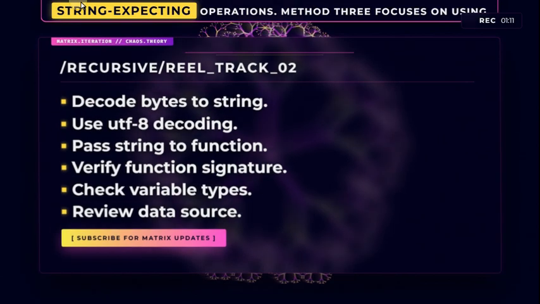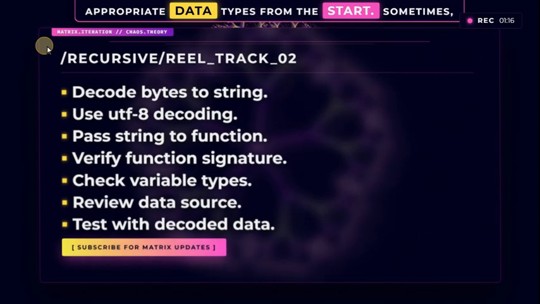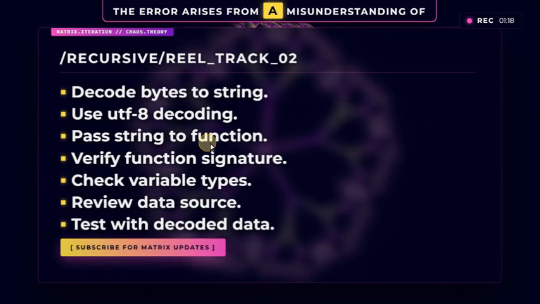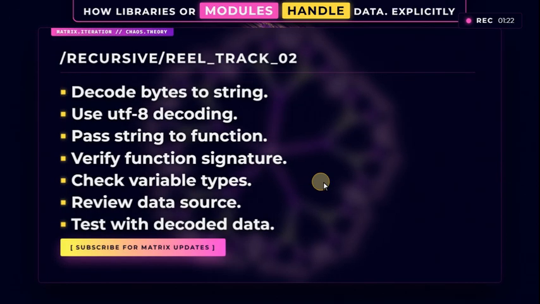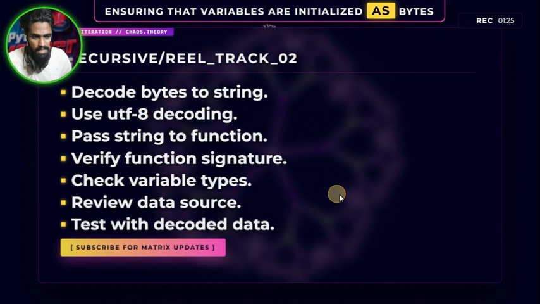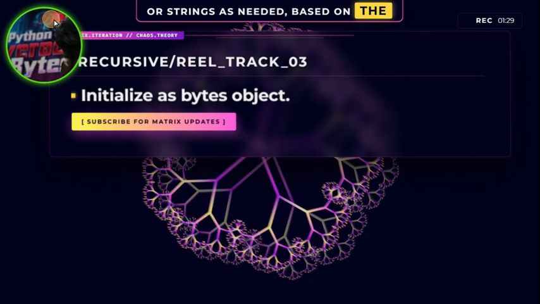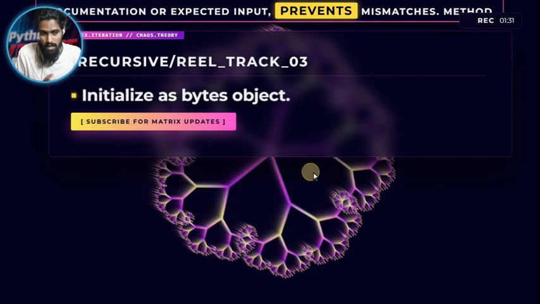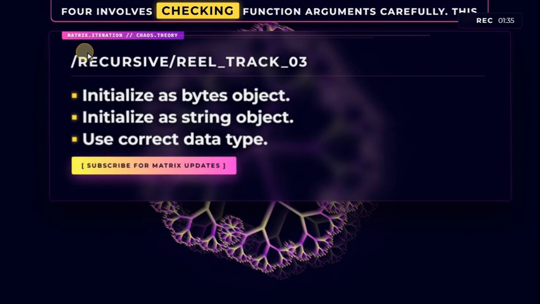Method 3 focuses on using appropriate data types from the start. Sometimes the error arises from a misunderstanding of how libraries or modules handle data. Explicitly ensuring that variables are initialized as bytes or strings as needed, based on the documentation or expected input, prevents mismatches.